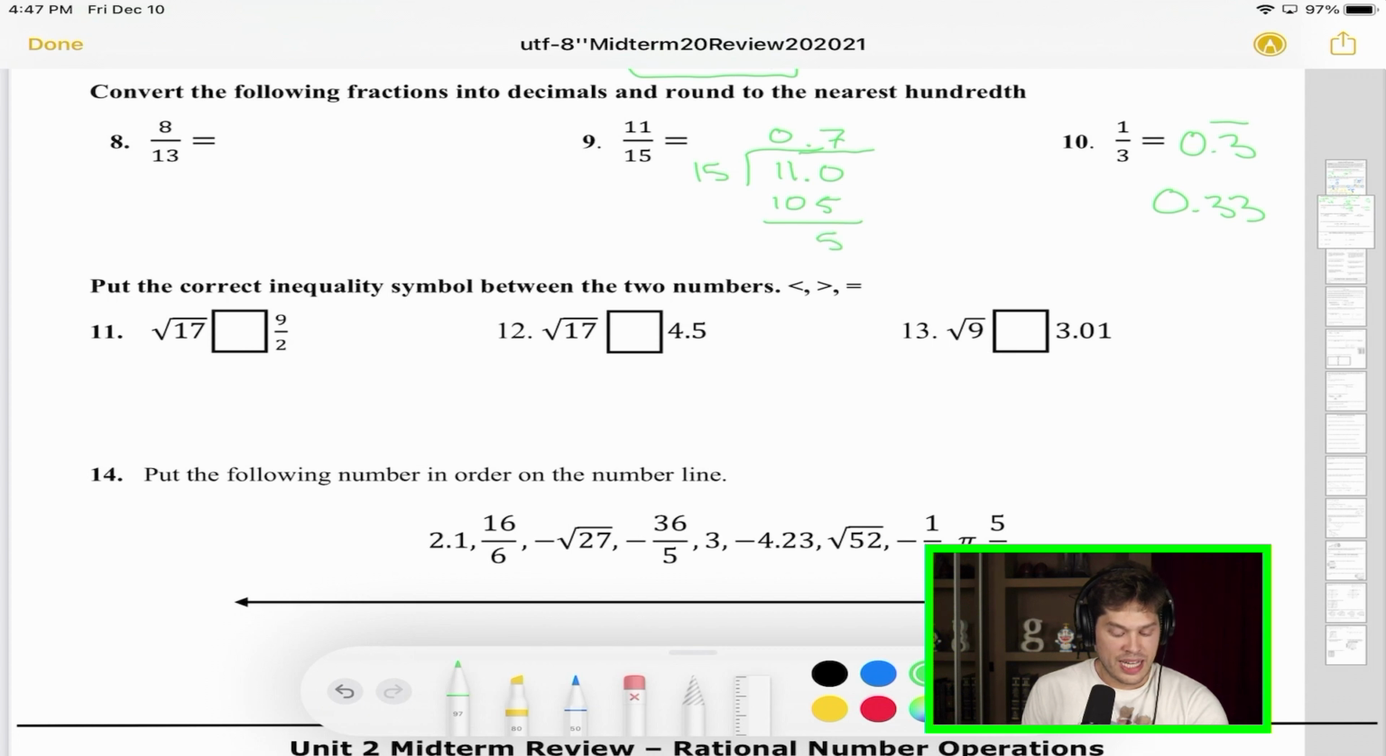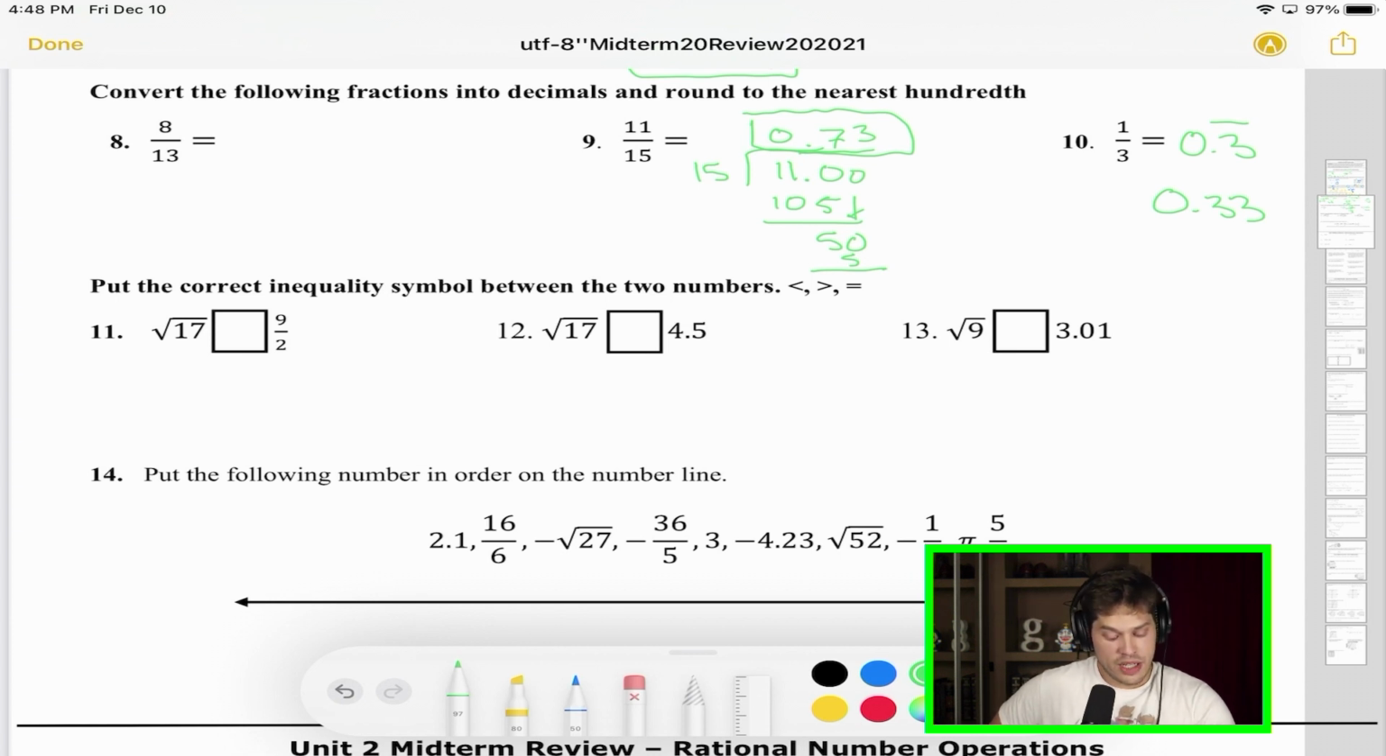Subtract. Bring down another 0. How many times does 15 go into 50? Goes in 3 times. We have 5 left over. Subtract, bring down another 0. It'd be 0.73 repeating. It just asks for the nearest hundredth. And since the next value is less than 5, we'll stop here. So our answer is 0.73.